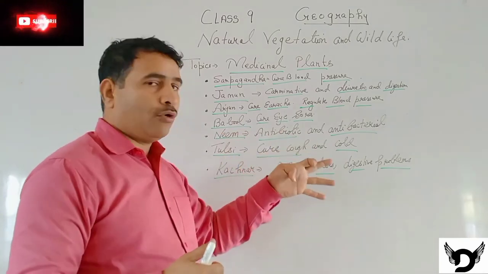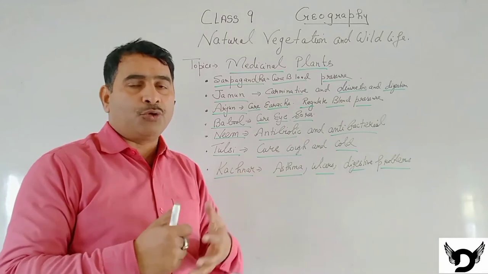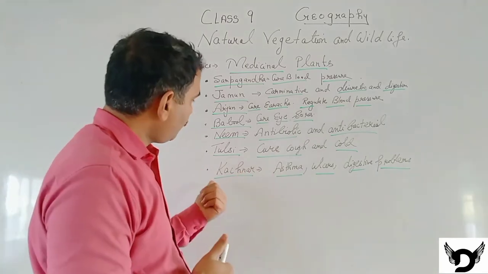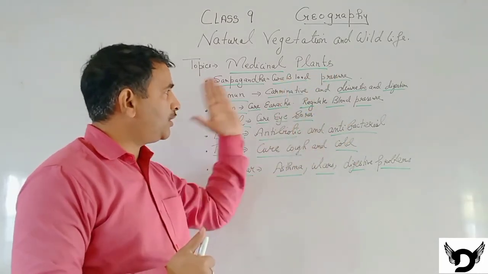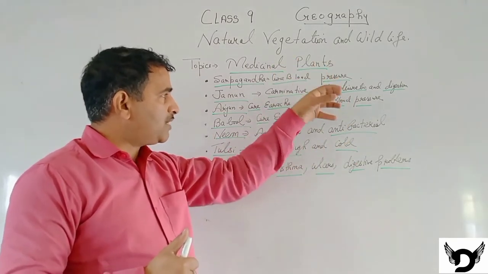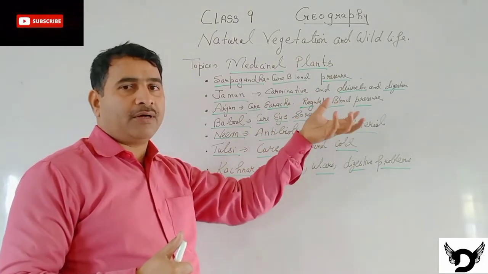Tulsi cures cough and cold. Very common in the winter season. The people used to make kadha and all, and used to make tea with the help of this one. Kakshadar, for asthma, ulcer, digestive problem. So these plants are used in some basic or important conditions when patients are in trouble.